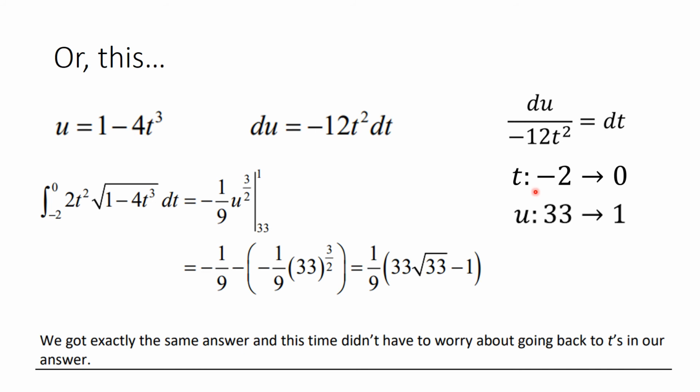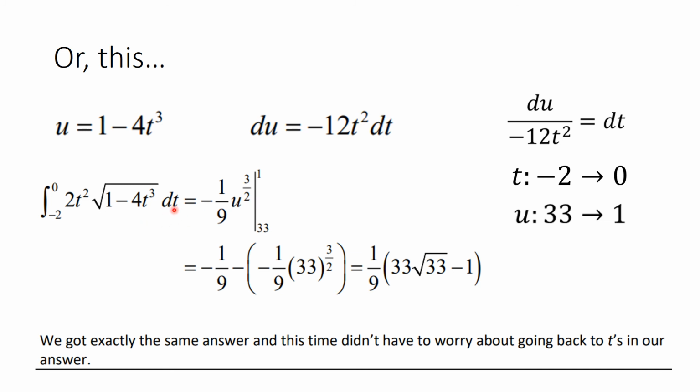But then I would also pay attention to the limits. Students must be mindful of the limits. So as t goes from -2 to 0, what happens to u? Well, I substitute in here. When I put minus 2, I get 33. And when I put 0 for t, I get 1. So as t goes from minus 2 to 0, u goes from 33 to 1. So now I will do the problem correctly this way.